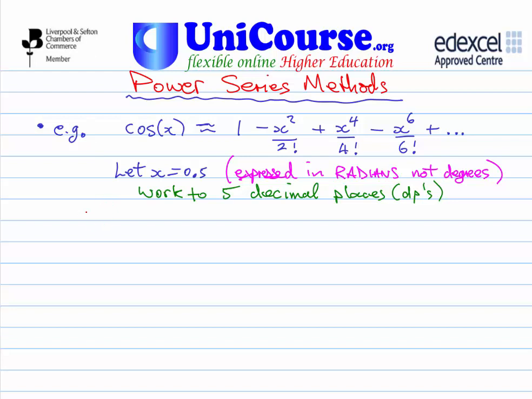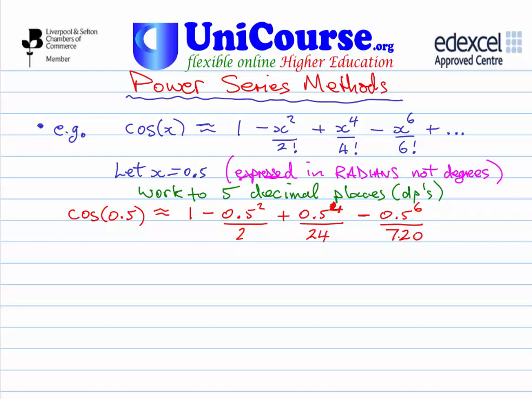So we're looking at the COS of 0.5. And we look in the power series up here, and we say it's roughly equal to 1 minus 0.5 squared over 2 factorial, which is 2, plus 0.5 to the power 4 over 4 factorial, which is 1 times 2 times 3 times 4, which is 24, minus 0.5 to the 6 over 6 factorial, which you can work out to be 720. And then of course you could go on forever, but we'll just write it like this.